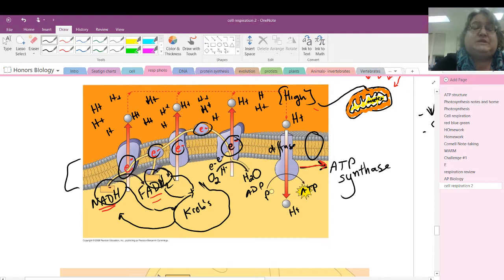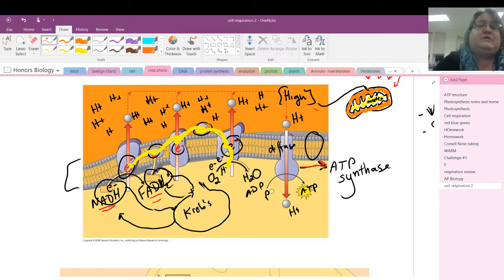Electrons get dumped in here. They're going to travel. Let me change colors here so you can see it. The electrons are going to travel from molecule to molecule, and then they're going to get dumped into our oxygen to make water.